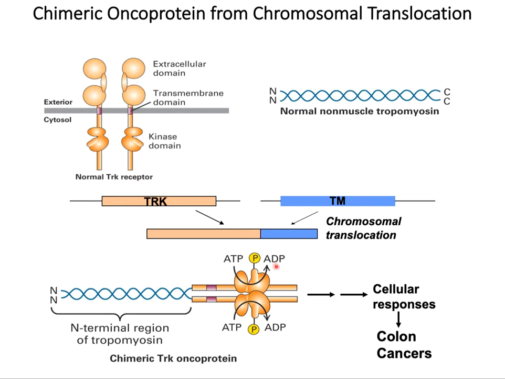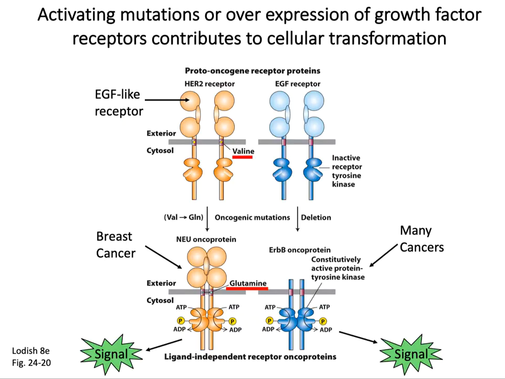But what happens is that you get spontaneous dimerization of these tropomyosins. The dimerization brings the two kinase domains in close proximity to each other, and that activates it, and you get cross-phosphorylation. And then you get downstream signaling, you get the constitutive signaling, and that actually contributes to the phenotype of colon cancer cells. So here is an example of a mutated cell surface receptor, and the mutation is such that it contributes to the transformation of the cell.